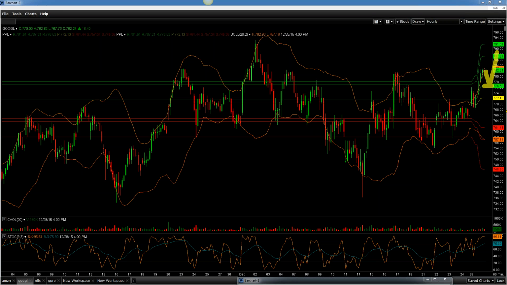Let me point out one thing here. What happened to Google today? The stock opened strongly higher, right? What happened by 10:30? Can anyone remember?